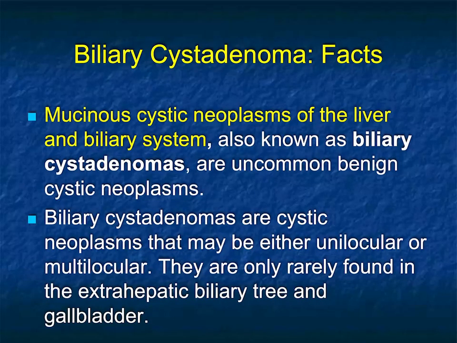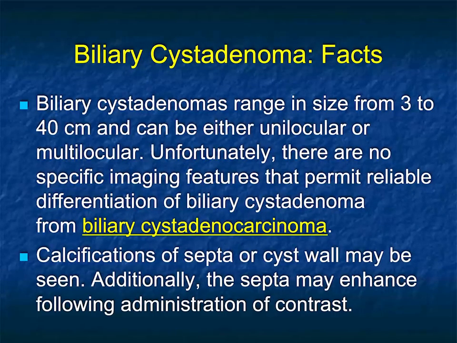There's cystic neoplasms, again, unilocular or multilocular. Very, very nice appearance. And they can be large, 3 to 40 centimeters. There are no specific imaging features that permit reliable differentiation between cystadenoma and cystadenocarcinoma, which is why they're all resected. And again, I mentioned that it's felt that cystadenomas can become over time cystadenocarcinomas, so there's little room for argument.